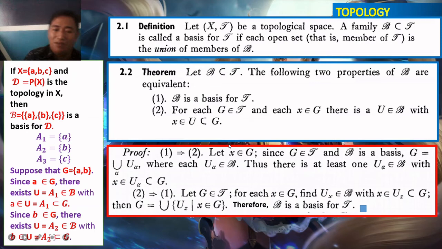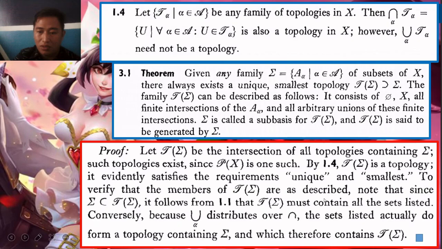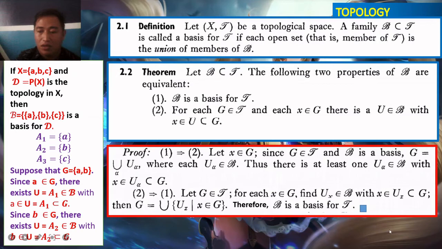Now, class, U X is an element of script B, and X is an element of U X, which is a subset of G. From this, it is clear that G is equal to the union of the U X such that X is an element in G. Right? X is an element of the U X, for each X element in G. So Y would be an element of U Y, which is a subset of G. So G is the union of the U X for all X element in G.